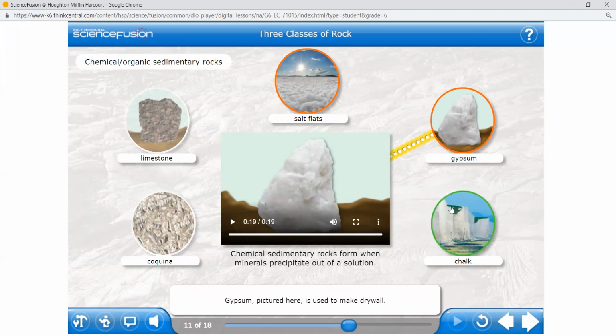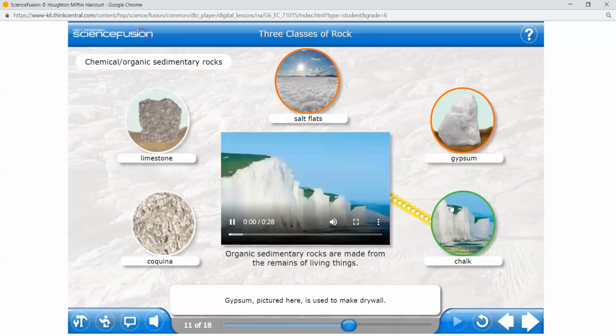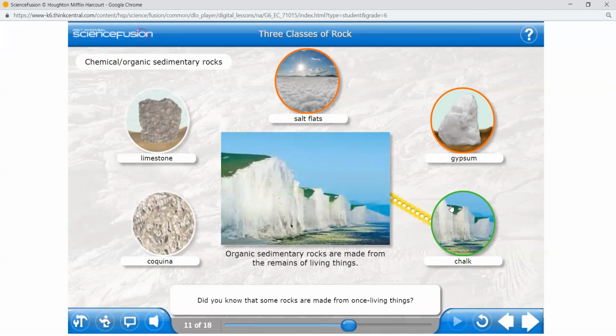The chalk that you write with, I told you it's from dead organic skeletons of some fossils of microorganisms. Did you know that some rocks are made from once living things? Organic sedimentary rocks form when the remains of plants or animals settle to the bottom of a lake or ocean floor. After they settle, the remains of these organisms are compacted and cemented together, forming organic sedimentary rocks.